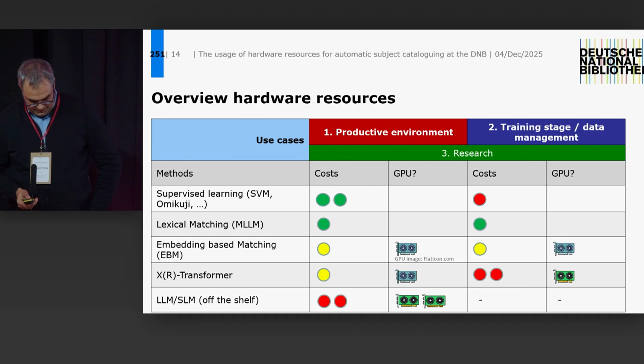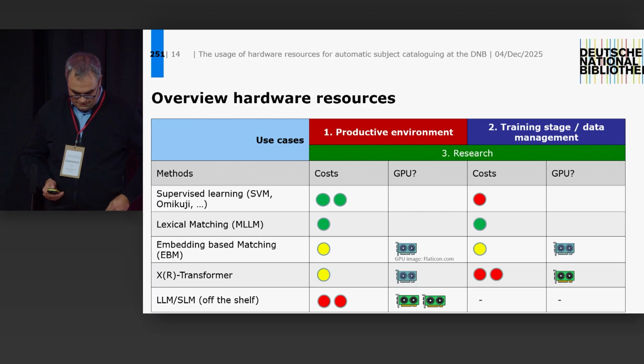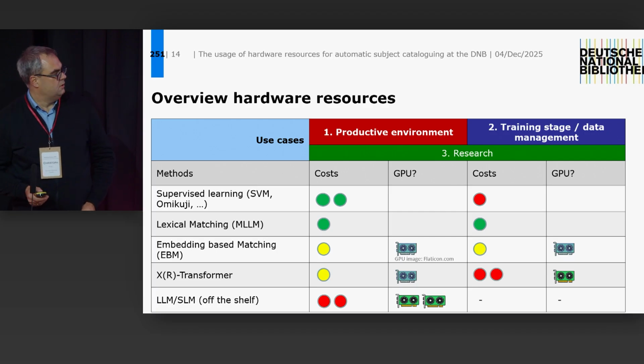The green circles say that we don't need so much hardware. The red circles mean that we have greedy methods, and the yellow circles are somewhere between. The table also gives an overview of where we need GPU power. It becomes necessary when we start to work with smaller decoder models, for example. Especially when we consider using large language models, we mostly need much more hardware power.